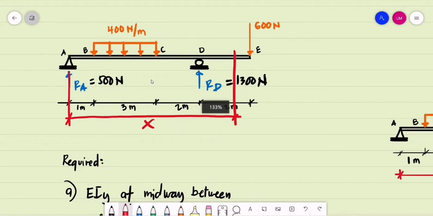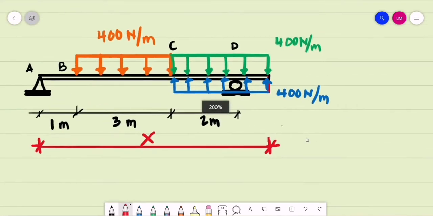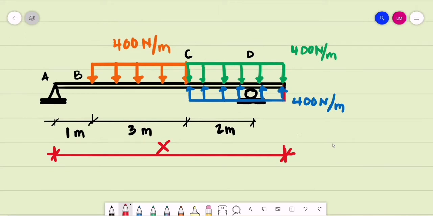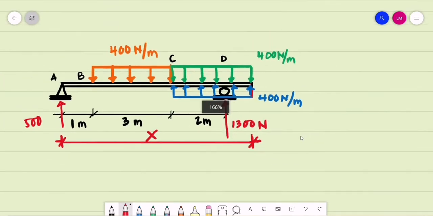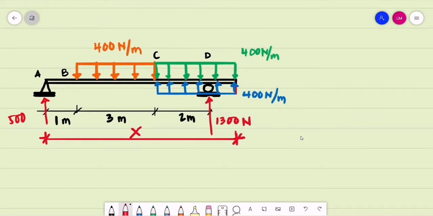So we have the support reactions. We have the support reaction at A, this is 500 newtons. The support reaction at D is equal to 1,300 newtons. As you can see on this figure, we need to extend the 400 newtons per meter up to the right end, or up to the cutting point or cutting section at a distance x from A.